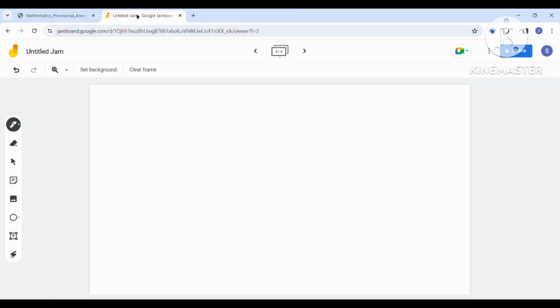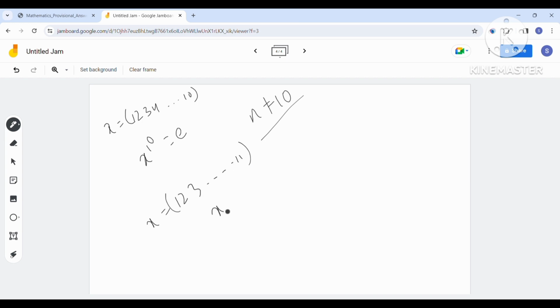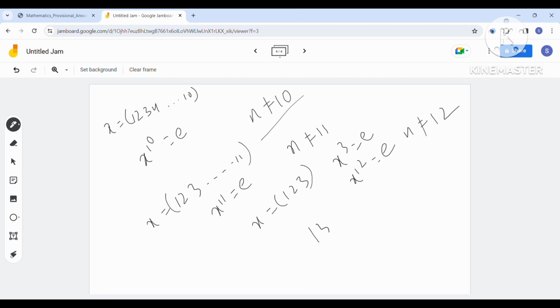So let's see. Consider x to be a 10 cycle in S11. Then clearly x to the 10 is identity, and identity cannot be conjugate to any non-identity element, so n cannot be 10 here. Similarly, you can take x to be an 11 cycle. x to the 11 is also identity, so by a similar argument, n cannot be 11. Again, you can take x to be a 3 cycle, then x cube is identity, then x to the 12 is identity, hence it cannot be 12. So 13 will be the correct answer.